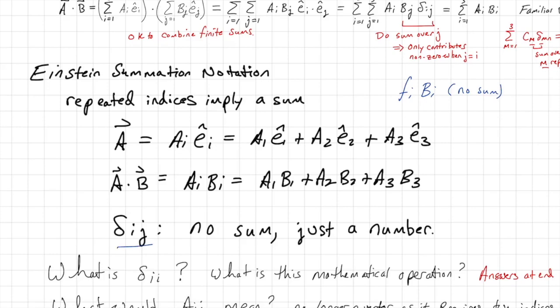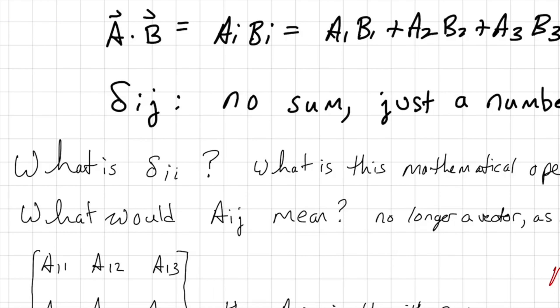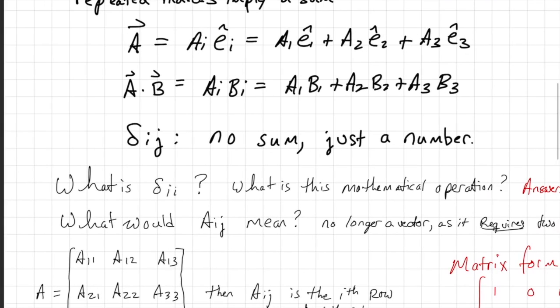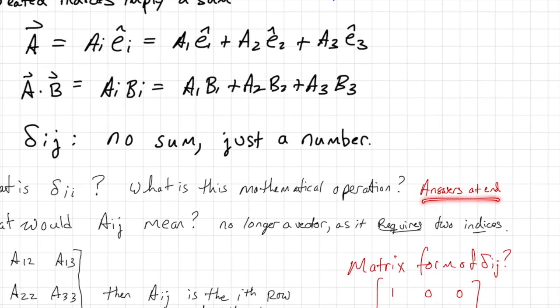We're going to see the Kronecker delta a lot. The Kronecker delta, this is just a number. It's not a sum. It's just a single solitary number because that i is not the same as that j. So a couple of questions, and I hope that you pause the video and ponder this for a moment. What would delta_ii mean? What would it evaluate to? And I'm going to ask you a few more problems involving this notation on your next homework. Look for those probably today or tomorrow. But what is this operation? What is that mathematical operation? What does it mean? And the answers will be at the end of this, maybe at the end of the homework. I'm not entirely certain. We'll see how long the video gets.